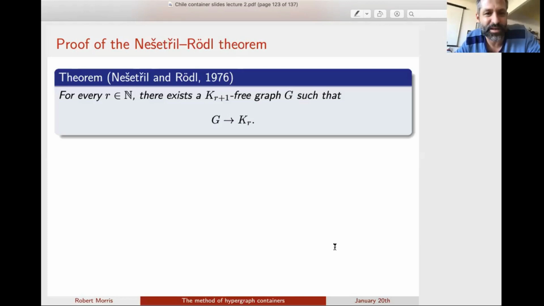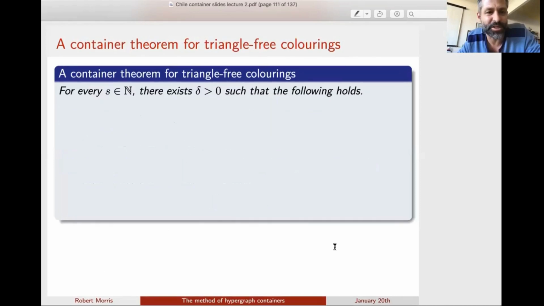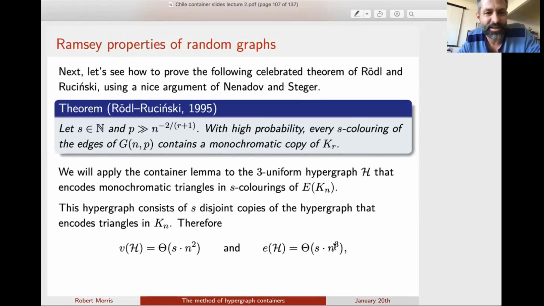So what do we take for GMP? These slides I think are not quite in the right order. I should have reorganized them. So we're going to take GMP, and we want to take p such that we can apply the Rödl-Ruciński theorem. The Rödl-Ruciński theorem said that if p is bigger than n to the minus 2 over r plus 1, then GMP really does arrow K_r. So if we're going to apply this theorem, we need to take p bigger than n to the minus 2 over r plus 1.